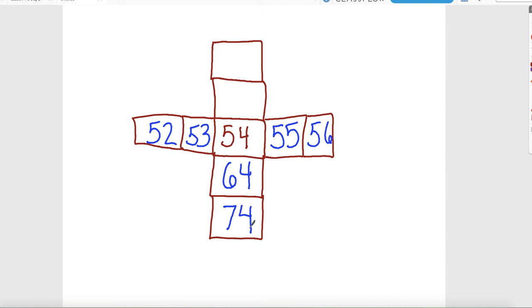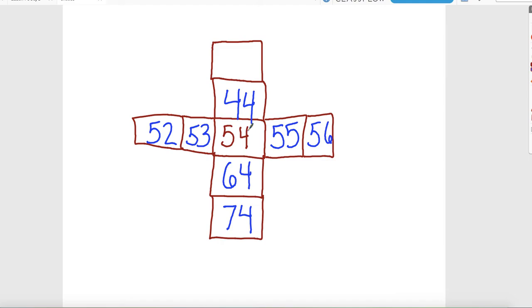Now I need to fill in the numbers that are missing above or backwards 10 from 54. So if I start at 54 and I go back up or back 10, what number should I be on, Logan? You should be on number 44. 44, very good. So if I go back 10 from 54, I'm on 44.